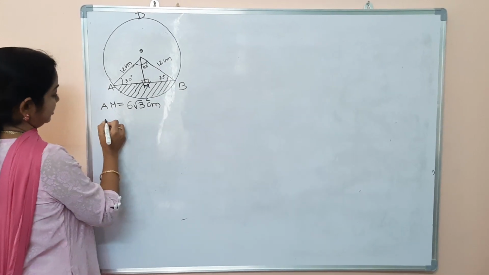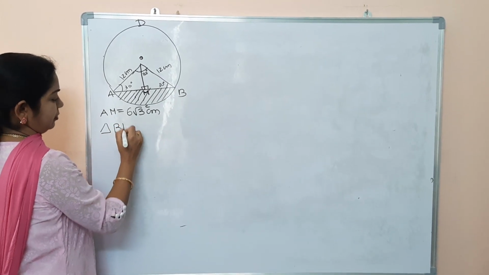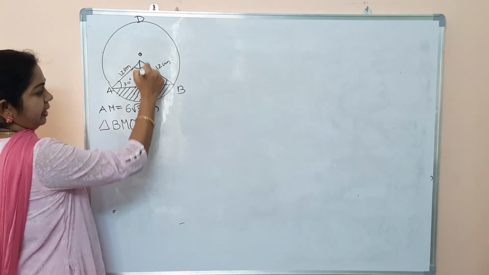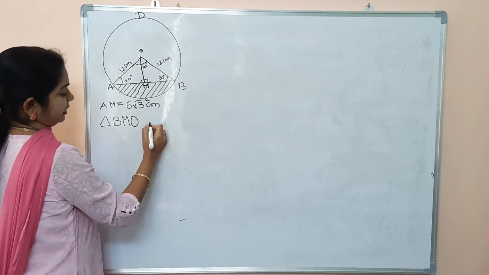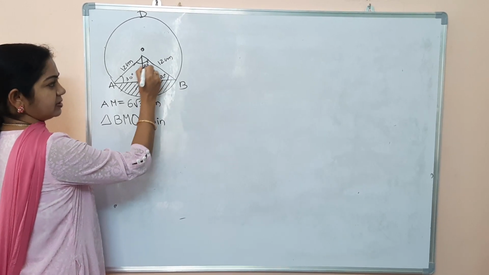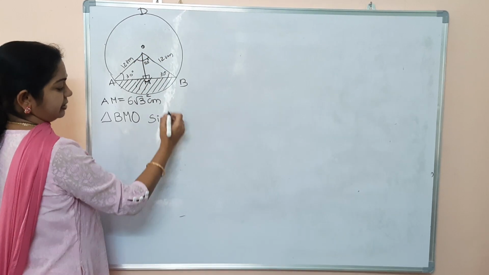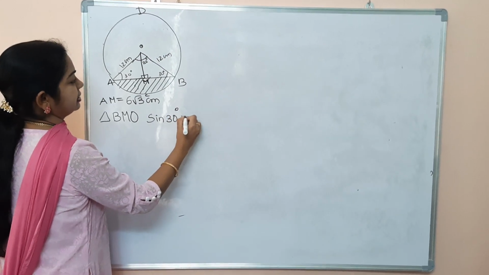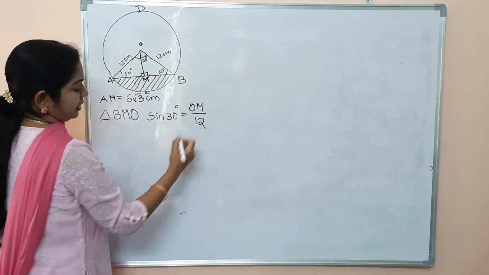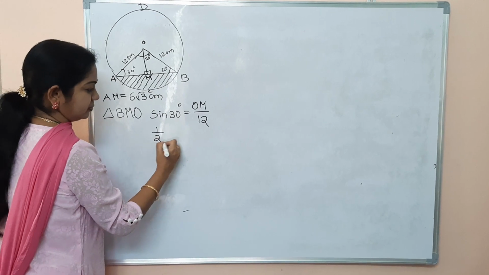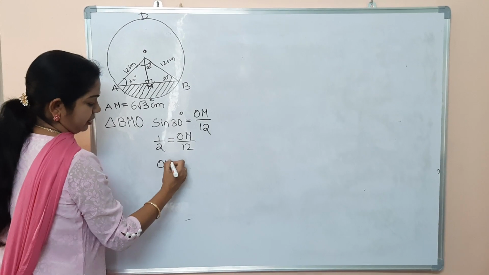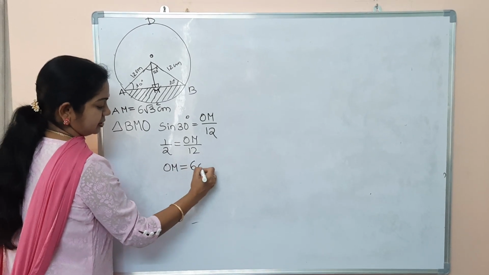Now let us consider the triangle BMO. We want to find the height, that is OM. So here we'll take sine function because sine theta is equal to opposite by hypotenuse. So I want the opposite side here. Sine 30 degrees is equal to OM by the hypotenuse 12. Sine 30 is 1 by 2, OM by 12. So OM value is equal to, if it comes here, 6 centimeters.